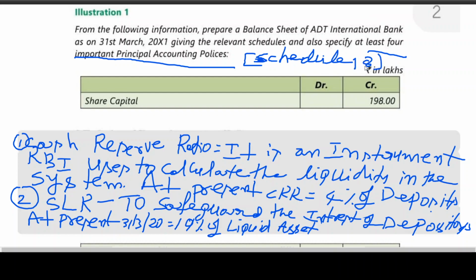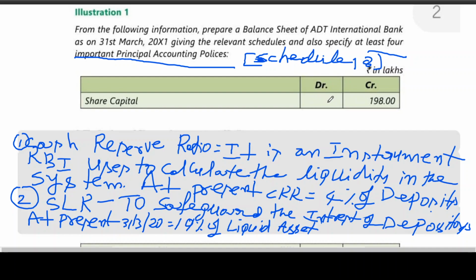It has been given as schedule 18. Like I told you, schedule 16 we got, schedule 17 is notes, and schedule 18 is about accounting policies, principal accounting policies, which is not there. Even though it is given in the material, you can go through it. Schedule 18 we will discuss, but I think we don't have the list of accounting principles in the study material. But the four principal accounting policies have been given in the problem. Now let us go to the problem.